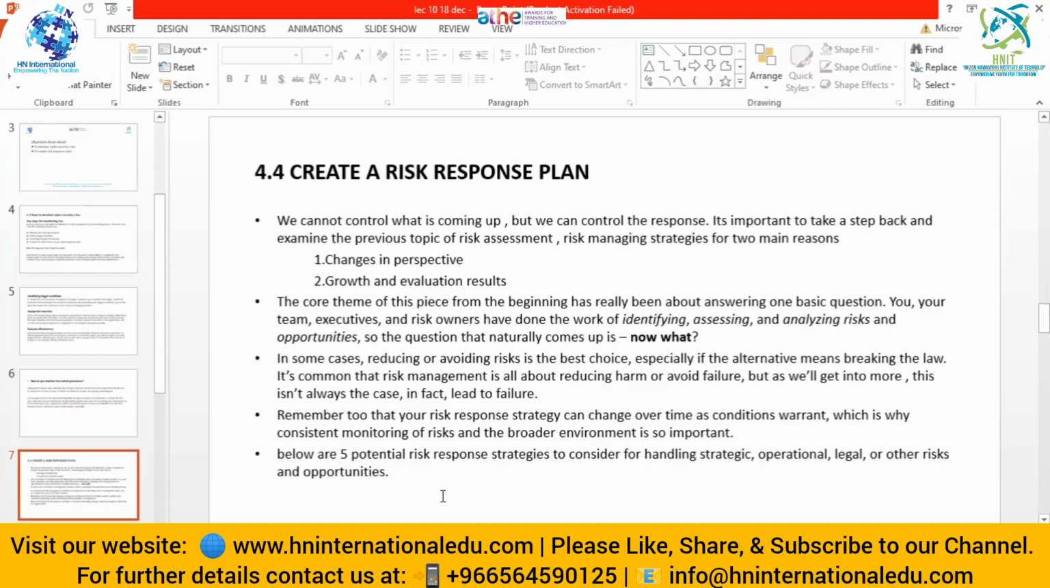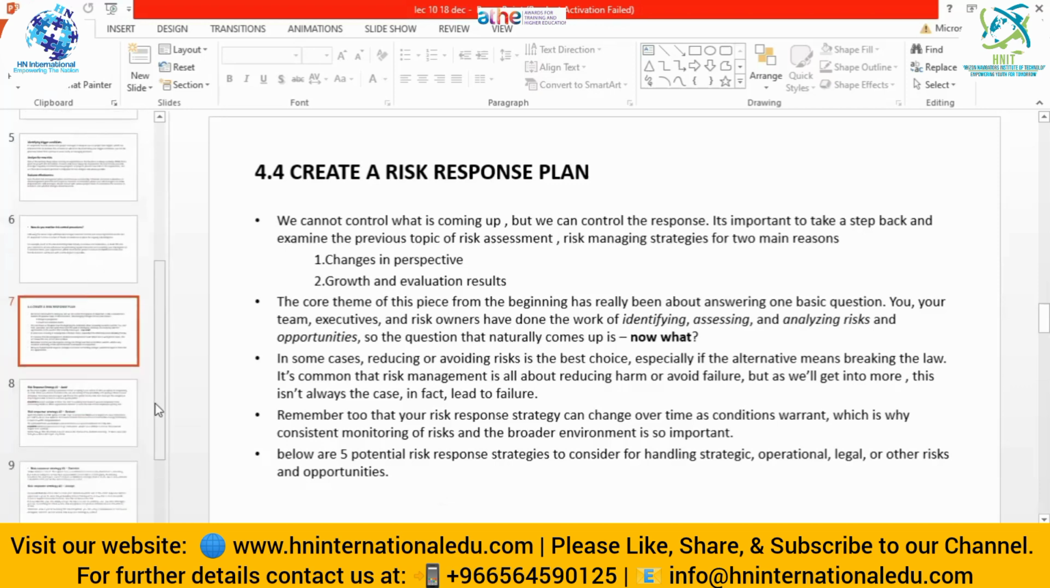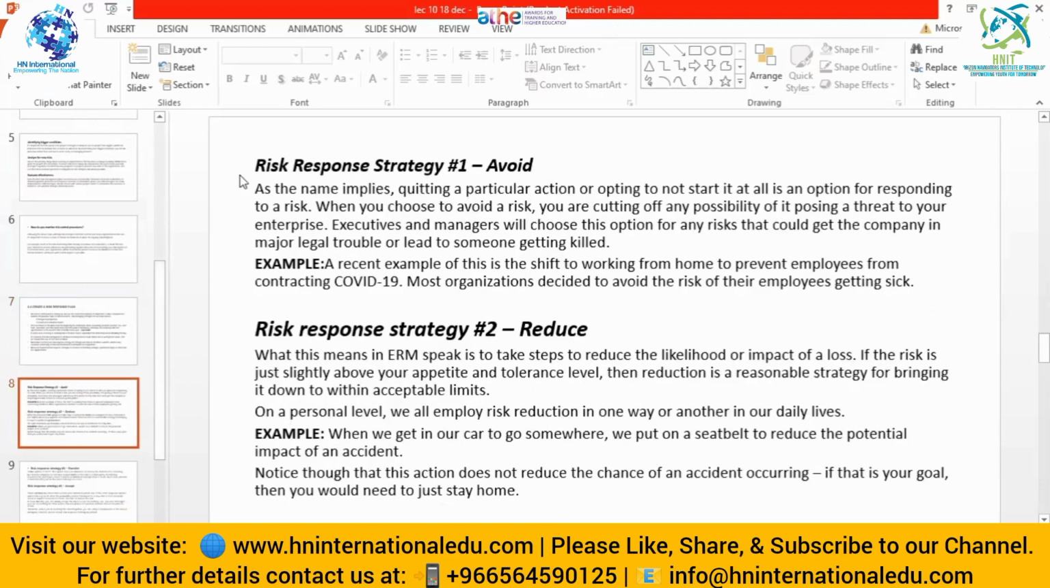Now, following are five potential risk response strategies to consider for handling strategic, operational, legal or other risks and opportunities. Now you have to learn about them very carefully, and if you don't understand anything, ask me right away, okay? Risk response strategy 1: avoid. As the name implies, quitting a particular action or opting to not start it at all is an option for responding to a risk. When you choose to avoid a risk, you are cutting off any possibility of it posing a threat to your enterprise.